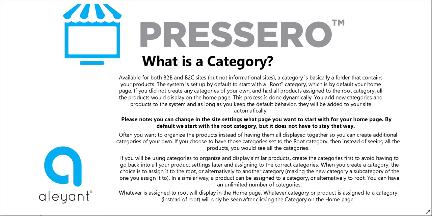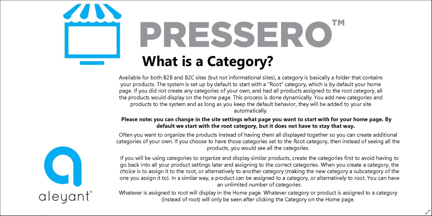Often you want to organize the products instead of having them all displayed together, so you can create additional categories of your own. If you choose to have those categories set to the root category, then instead of seeing all the products, you would see all the categories. If you will be using categories to organize and display similar products, create the categories first to avoid having to go back into all your product settings later and assigning to the correct categories.